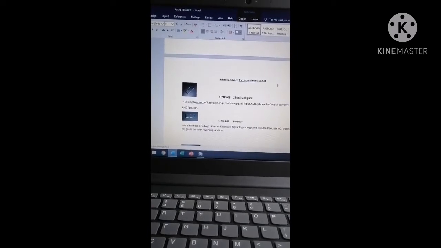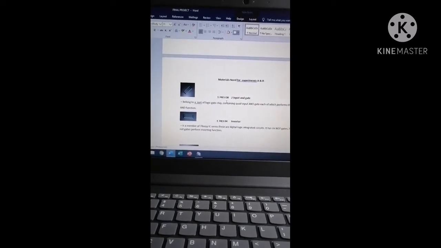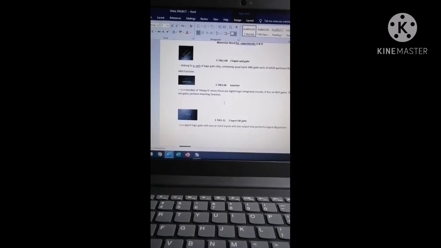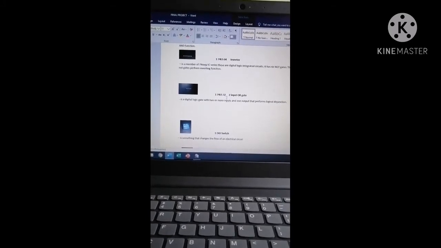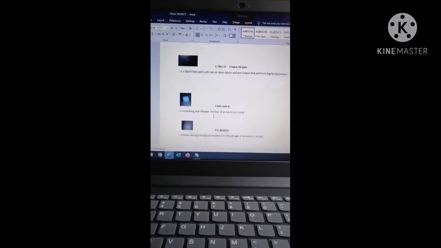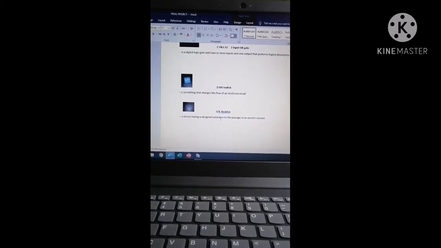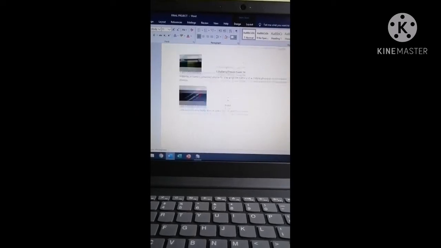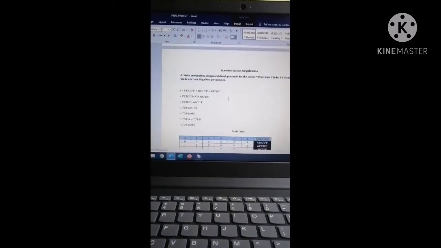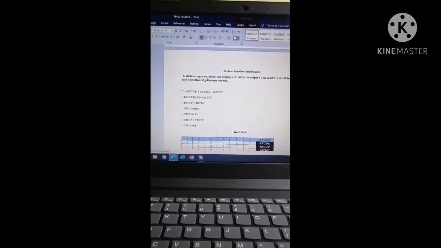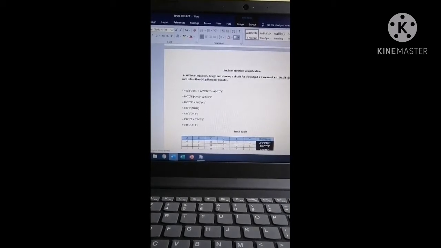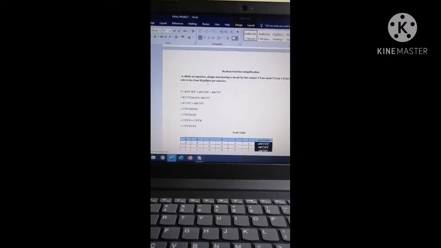Materials for this experiment: 1 74LS08 2-input AND gate, 1 74LS04 inverter, 1 74LS32 2-input OR gate, 1 DIP switch and resistor, breadboard, connecting wires, battery or power bank, LED. Problem A: write an equation, design and develop a circuit for the output Y if we want Y to be 1 when the flow rate is less than 30 gallons per minute.